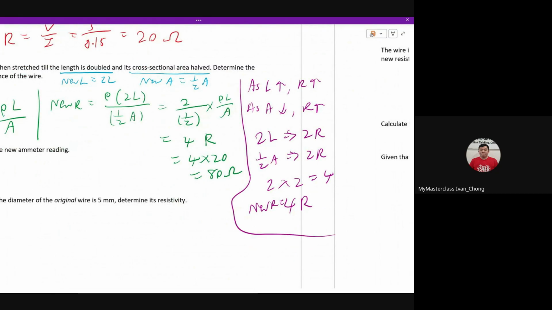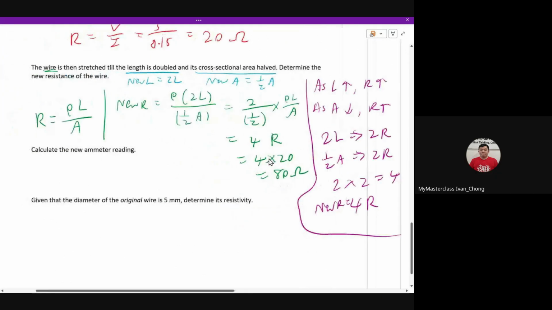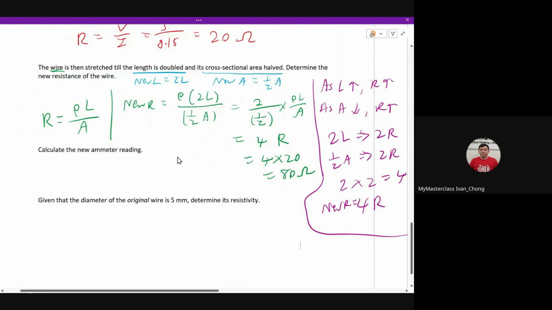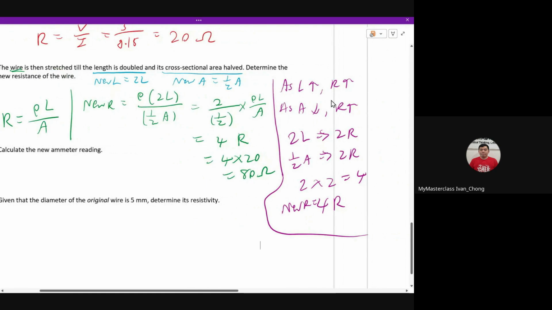This one is a separate method. Basically, this is a super basic version, but we are deriving it off this formula. If your maths is not so good, you can take a look at this, but it is very easy to get careless because some students write 2R times 2R and get 2R squared. No. This is just the multiplier. Because I have 2 times the resistance, I have 2 times it, so 2 times 2 is 4.